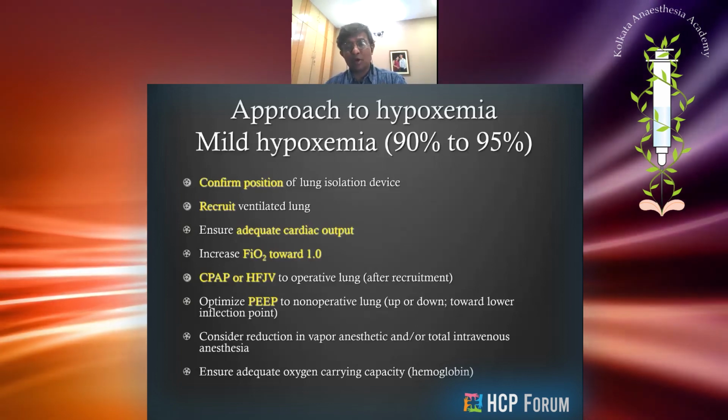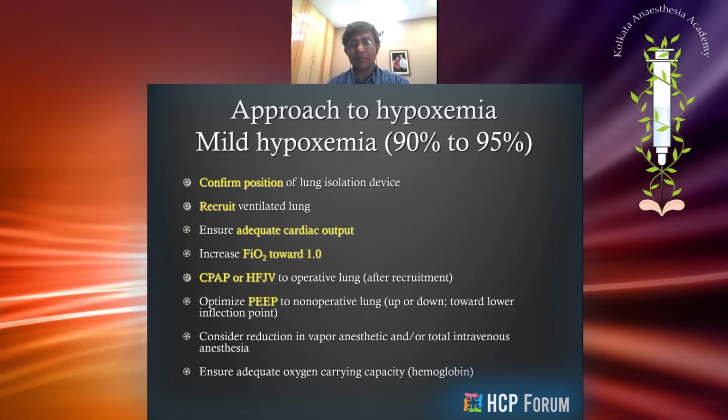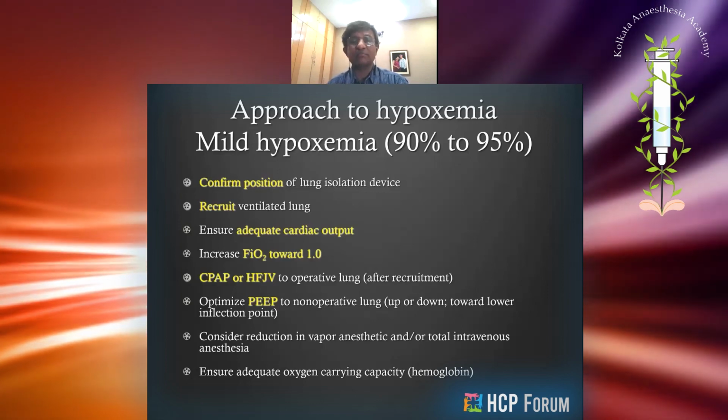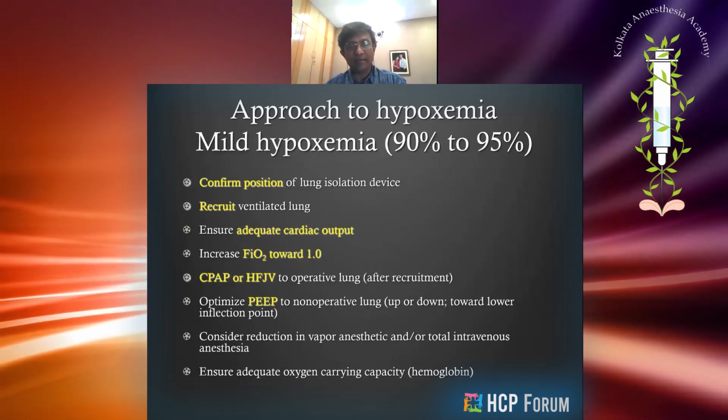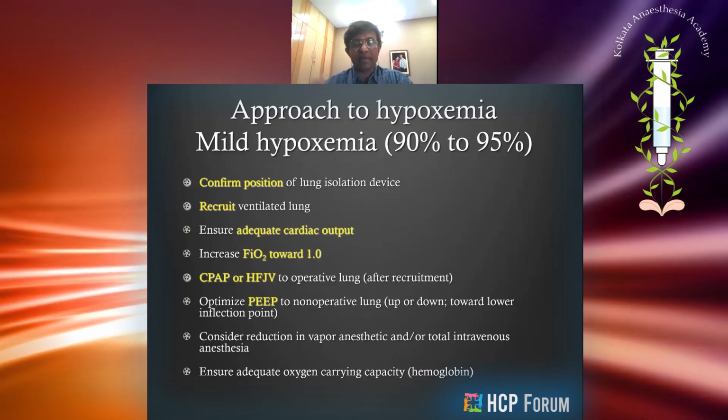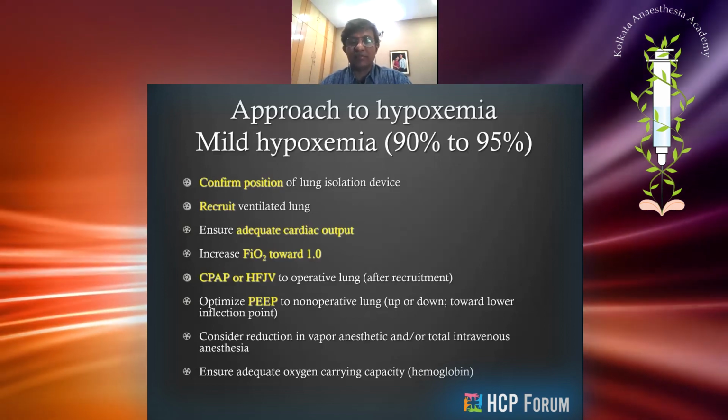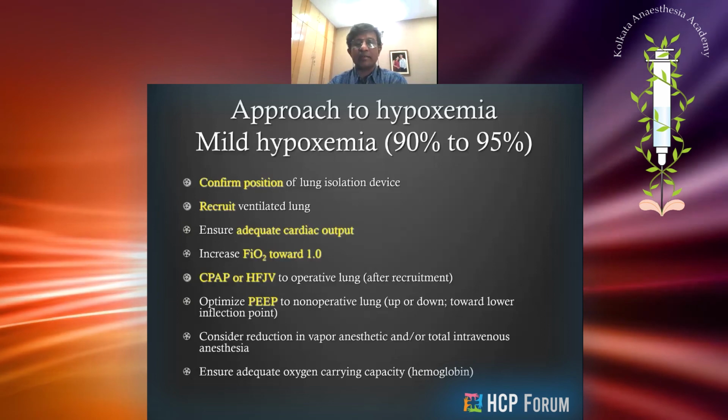Optimizing the PEEP to the non-operative lung at times helps. So if you're on 6 or 8, you might think of going up to 10. And if you have an ability to look at the loops, it is easy if you can look at the inflection point.